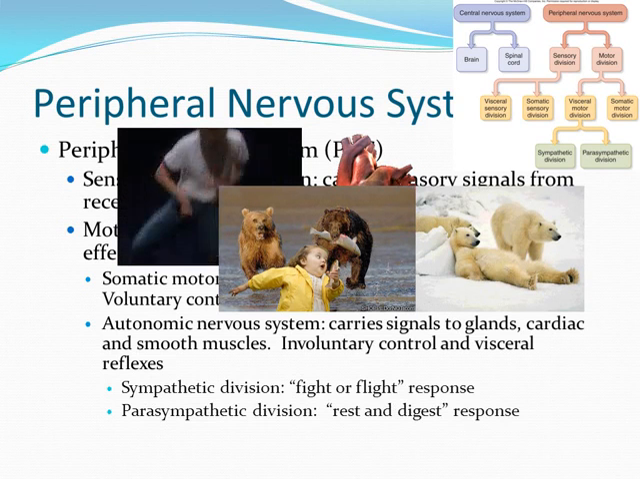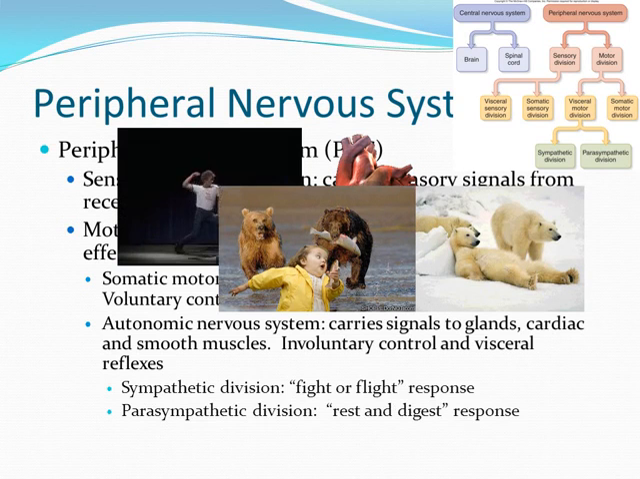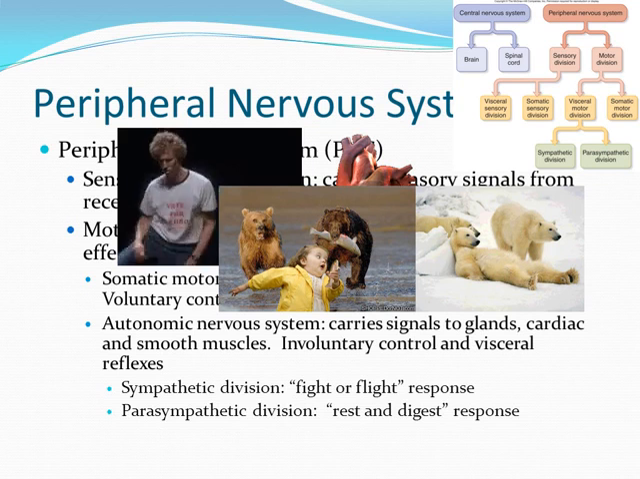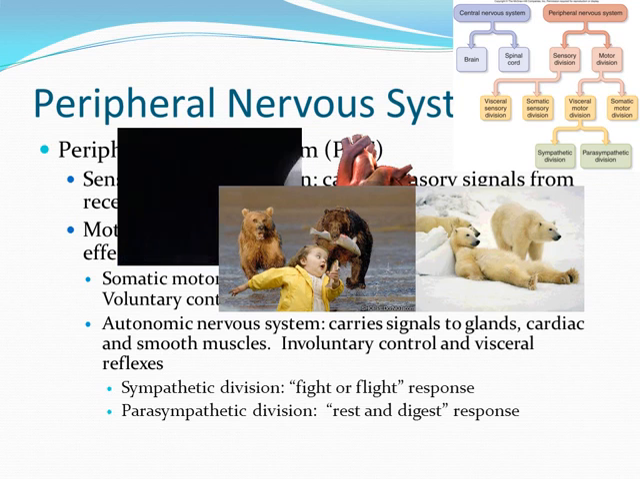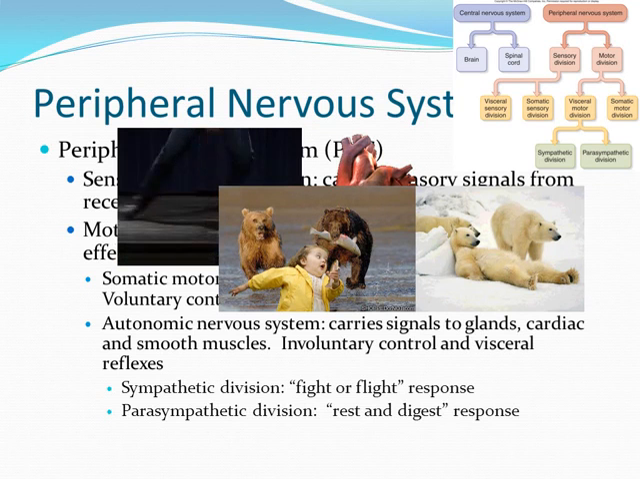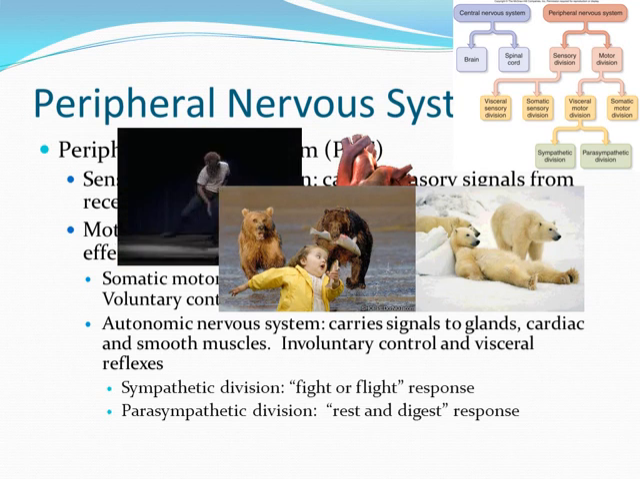The parasympathetic division, on the other hand, does the exact opposite. It tends to be the rest and digest part of the autonomic nervous system. So in this particular case, the polar bear's heart rate will decrease. Their blood pressure will be low as well. How about their digestion? Yeah, increased activity of digestion. Very good.